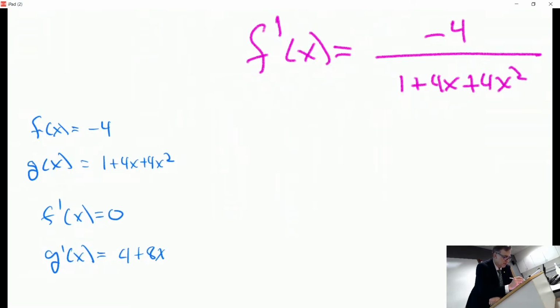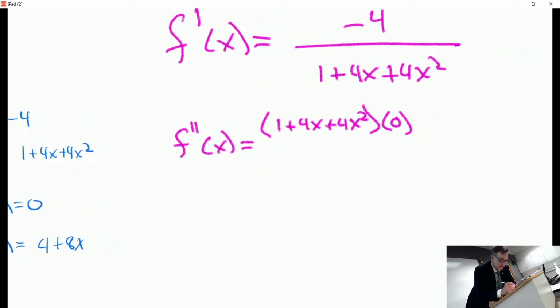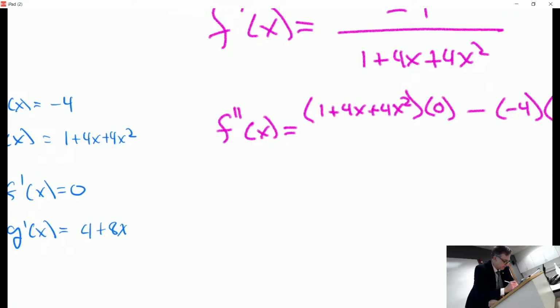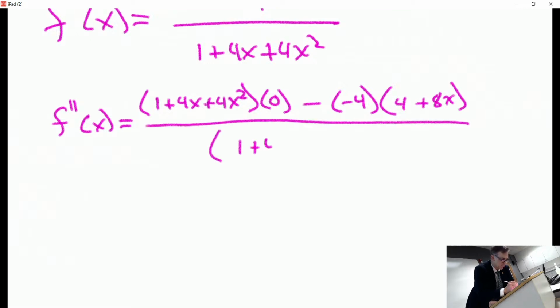Okay, so now we put it all together. F double prime, so second derivative, low d high, so that's the bottom. In this case, that's 1 plus 4x plus 4x squared times the derivative of the top minus the top times the derivative of the bottom. I'll zoom out in just a second, all over the bottom squared.